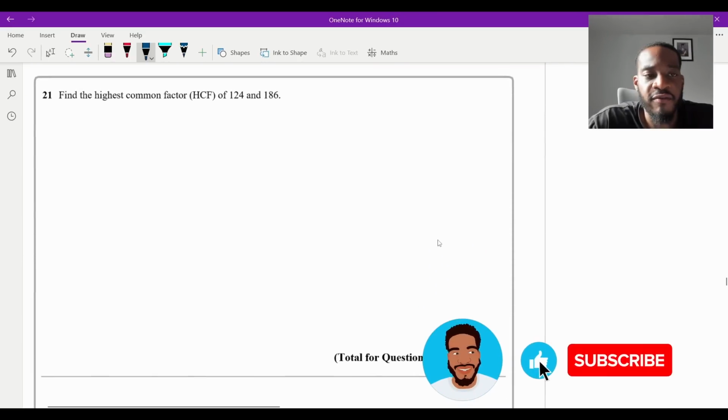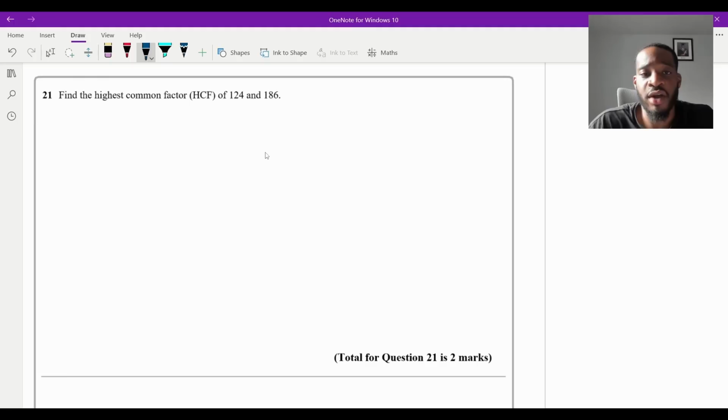It says, find the highest common factor of 124 and 186. So what you want to do is you want to do factor trees. So 124, like that. This is an even number. This is just going to be 2, and that's going to be 62, isn't it? Like that. And then again, this is even. That's just 2 and 31.